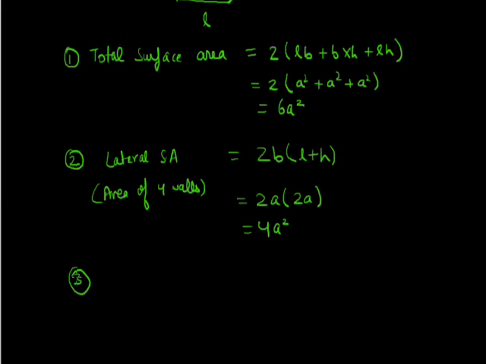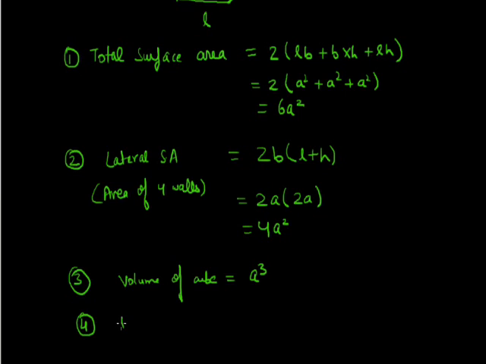Now we move on to the volume of the cube. As we know that the volume of a cuboid is length into breadth into height, and all three are equal in a cube, so it will become A into A into A, that is A cube. So this will be the volume of the cube.